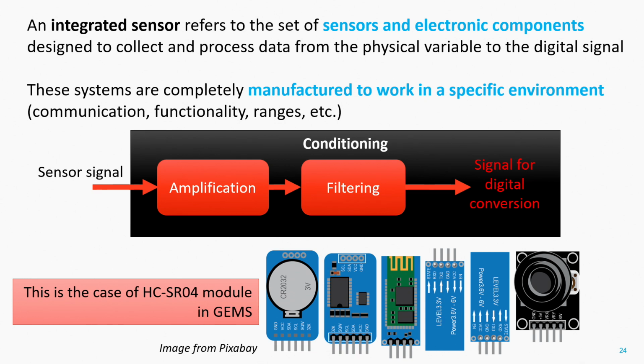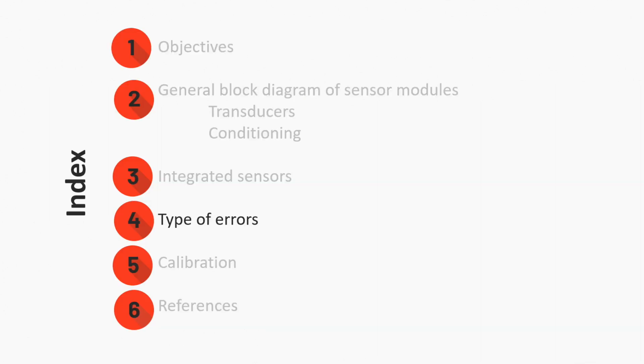In the case of the GEMS project, we can find the HC-SR04, which is an ultrasonic integrated sensor that will be analyzed further in this MOOC. It is important to note down some other questions regarding the types of errors in sensorial systems that we pointed out in the transducer section.